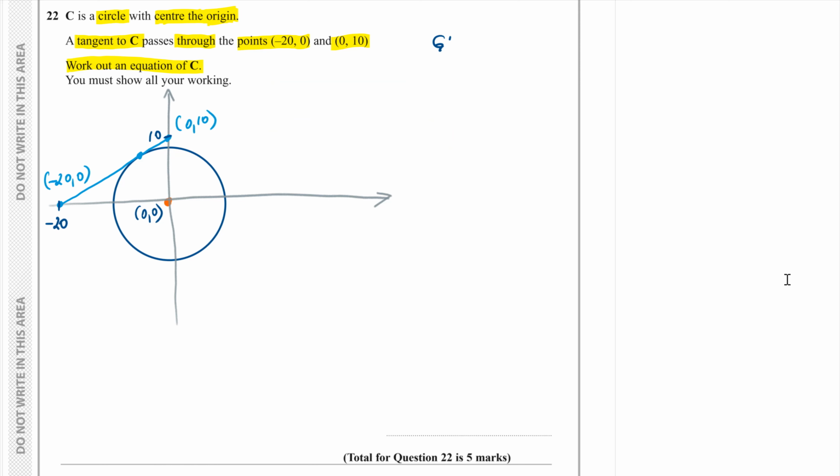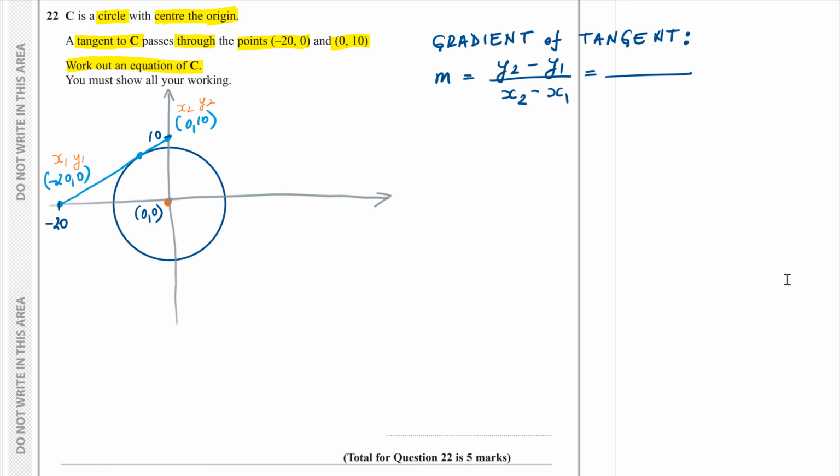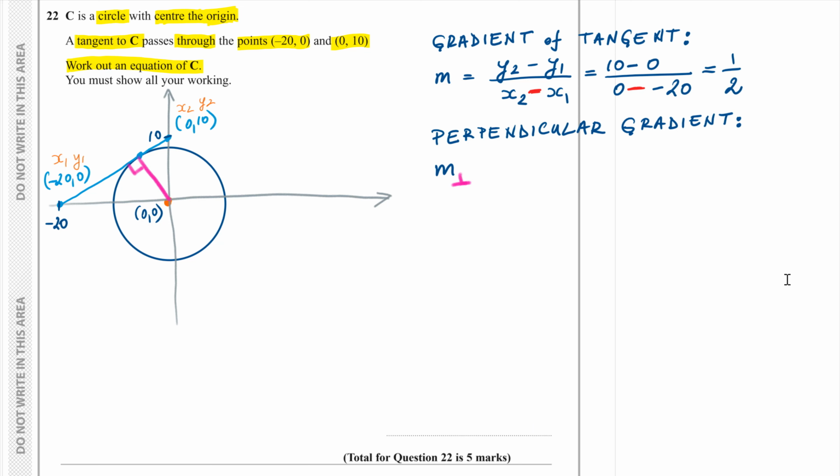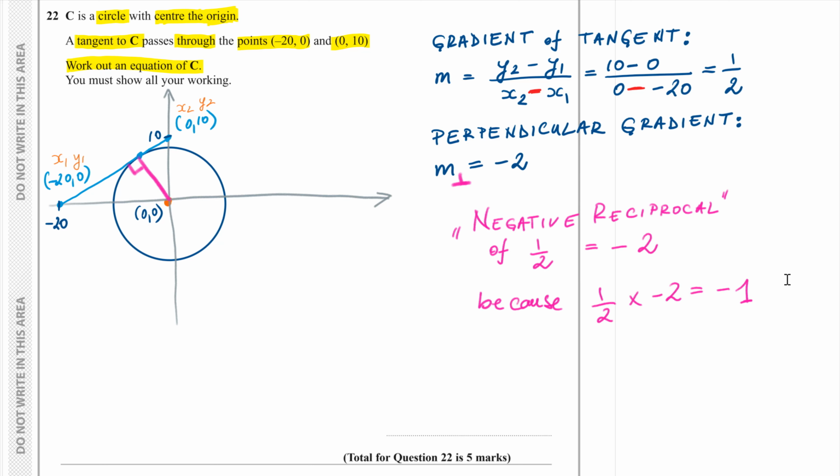Let's start by working out the gradient of the tangent. The formula for the gradient, m, is equal to (y2 minus y1) over (x2 minus x1). Replacing the values from the given coordinate points, this is equal to (10 minus 0) over (0 minus (-20)), and this is equal to half. The perpendicular gradient is minus 2 because the negative reciprocal of half is minus 2. This is the gradient of the radius that meets the tangent.